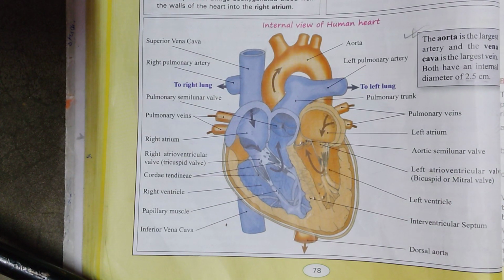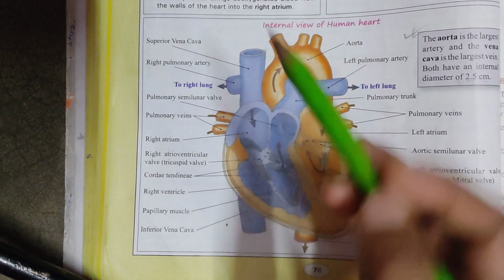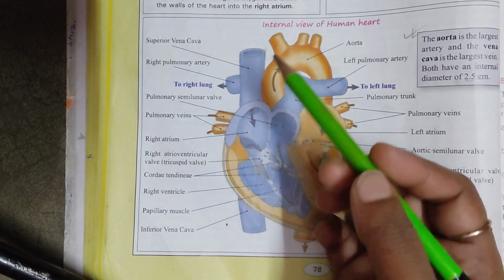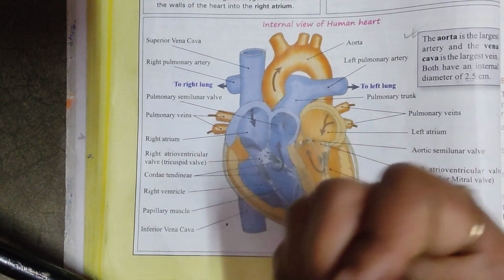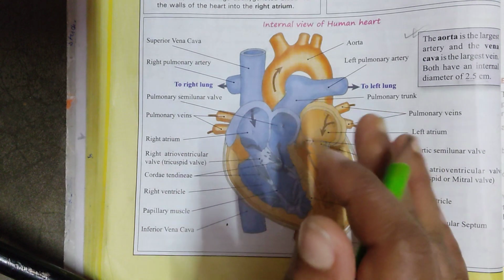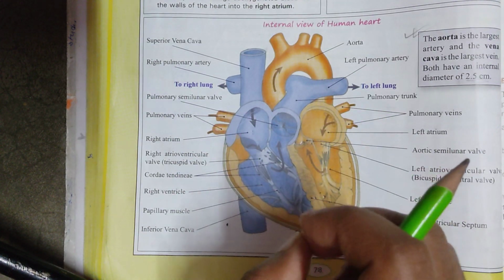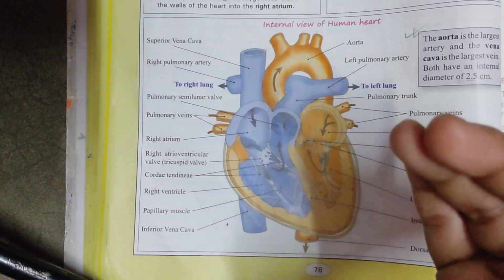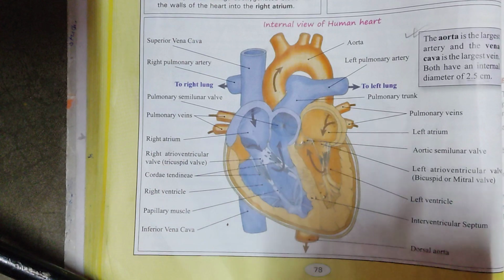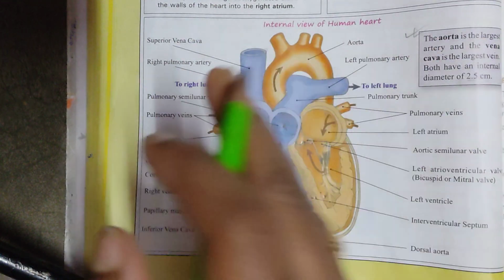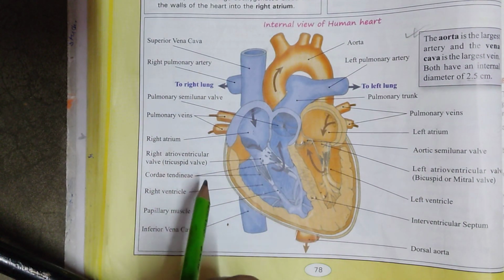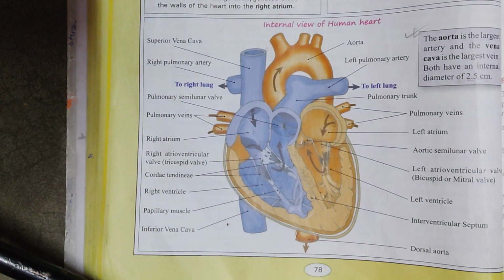Now always remember that on the right side there will be the presence of the tricuspid valve. That is RTR. On the left side there will be the bicuspid or mitral valve. That is LBL. LBL means left atrium, bicuspid valve, and left ventricle. And here will be RTR: right atrium, tricuspid valve, and right ventricle.